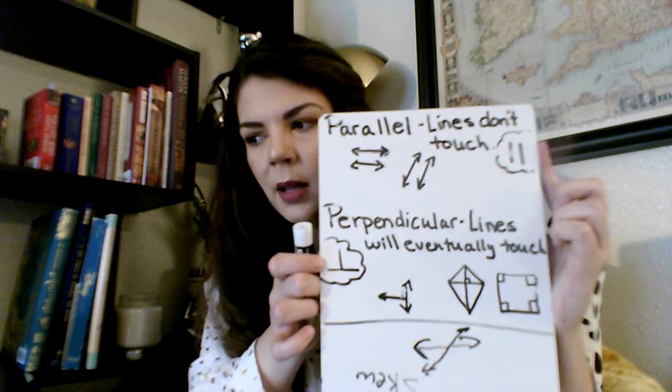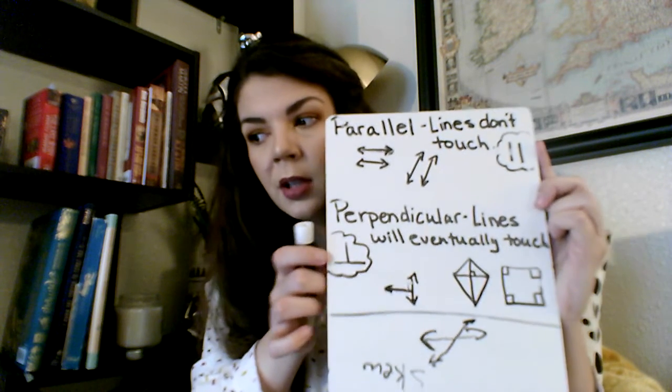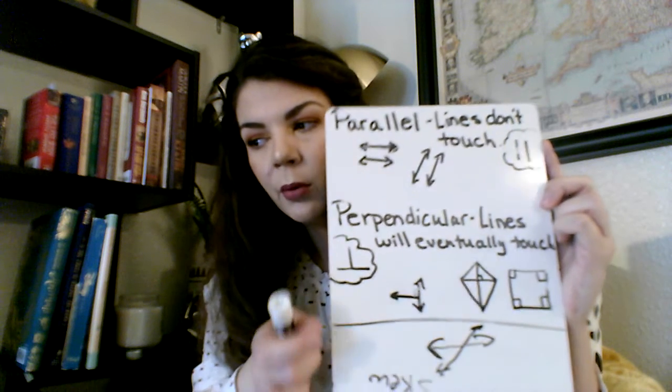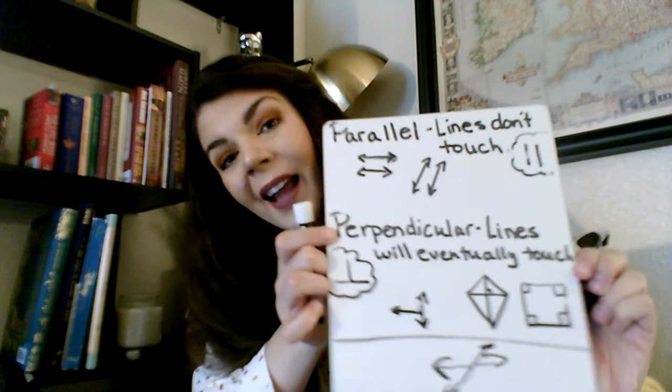So parallel, lines don't touch. Perpendicular, lines will eventually touch, and they're right angles. That's the main thing of today's lesson.